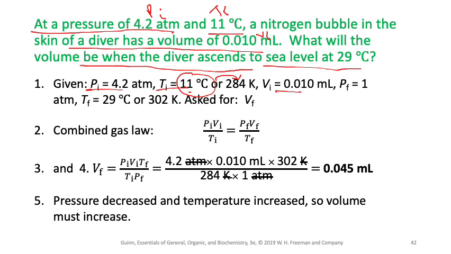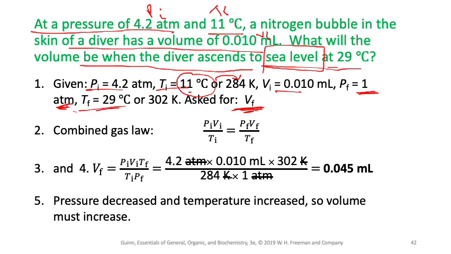And it says what will be the volume. You have to figure it out. What will your final volume be when the diver ascends to sea level? And I know at sea level the atmospheric pressure is 1 atm. Even though the final pressure is not given, you should know that at sea level the pressure is 1 atm.